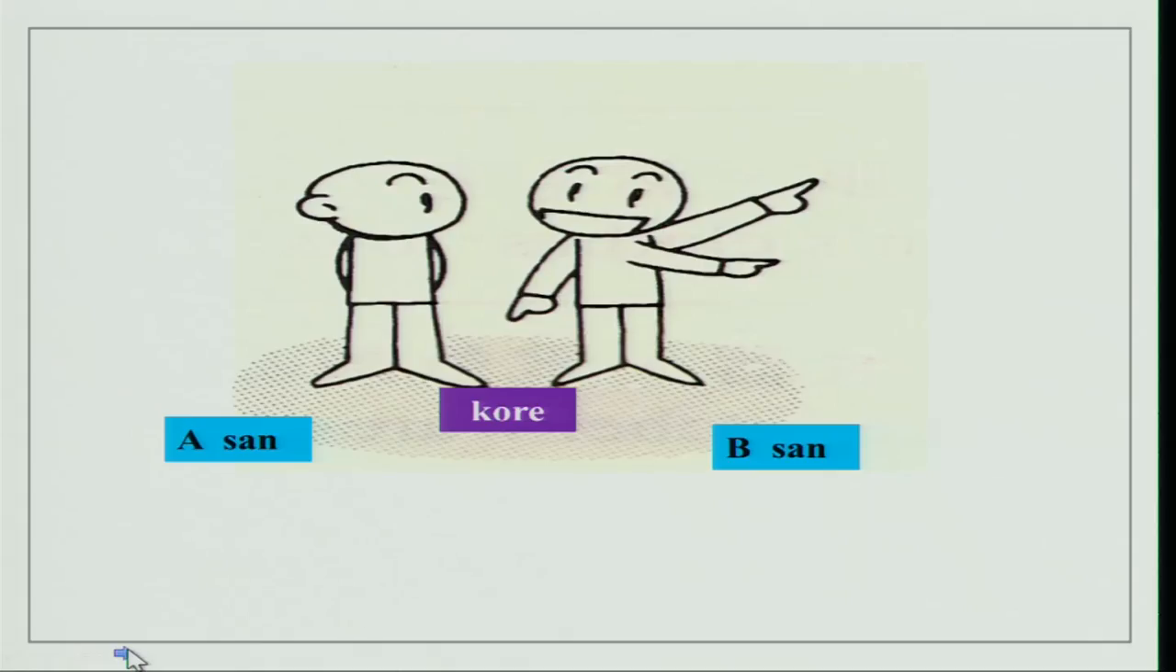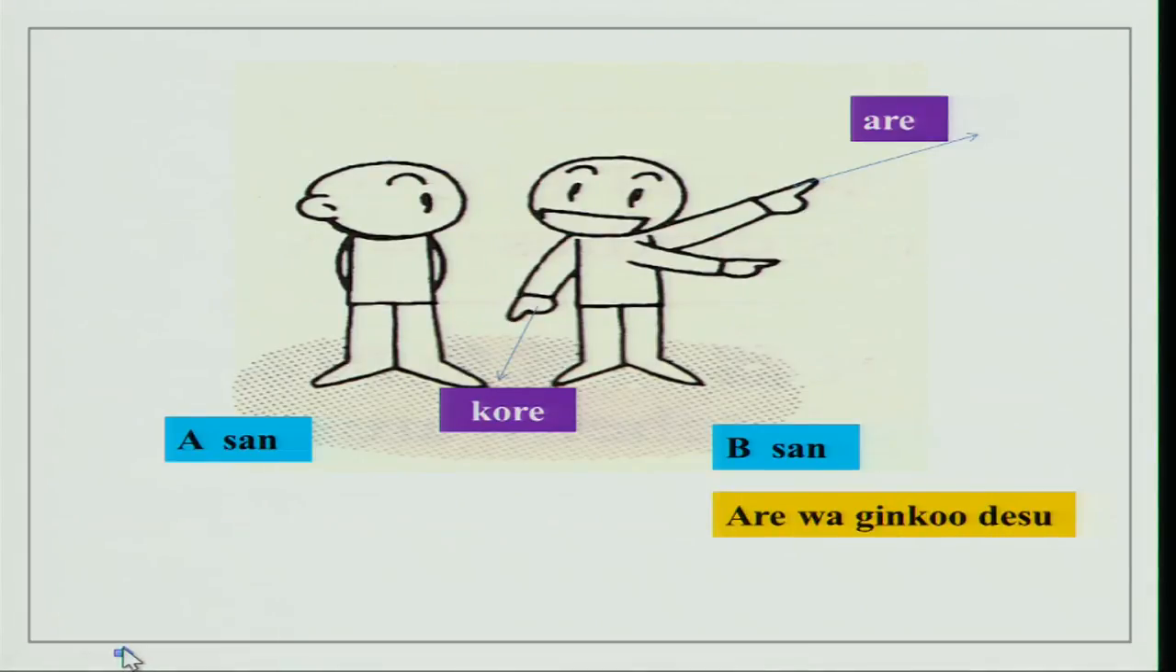As you can see over here, A-san and B-san. He is pointing at something over here, kore, and his hand is pointing somewhere else. So see, he is pointing over here. This is kore for both of them. Now, his finger is pointing somewhere else. That is are. Are wa ginko desu. That is a bank.